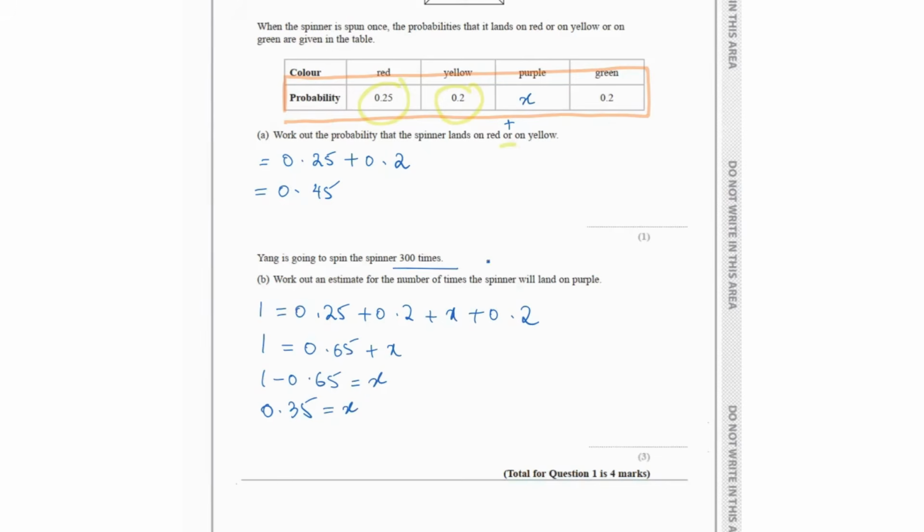Now, the spinner is being spun 300 times. So we do 300 times 0.35 to find the number of times it will land on purple. That's going to be 105 times. That is your answer. So this question is again very scoring. They never give a very complicated question for this. Just remember that the values in the table will always add up to 1. Always. So using that, you will create your equation in terms of x, depending on what's given and not given. Find the missing probabilities and then find the estimate by just multiplying the probability for that thing with the number of times the event is happening. That's it.